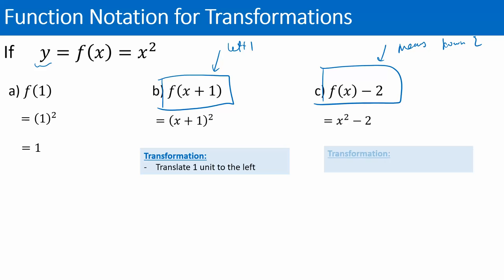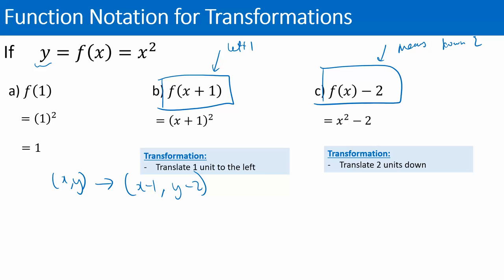So what I'm trying to say is, you know how we were doing the brackets before? We did x, y, x bracket y to x plus 1, x minus 1, and y minus 2. You don't have to do that anymore. It takes too long to write this. It's easier to say f of x plus 1, that means left 1. It's easier to say f of x minus 2, down 2. So this is called function notation or transformation. This is the basic knowledge of transformation.